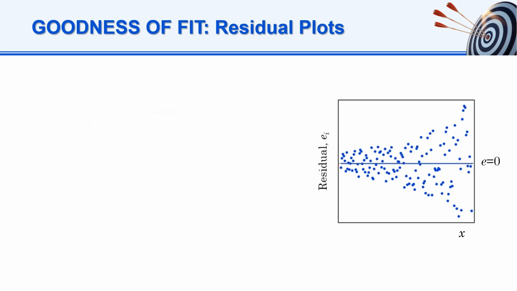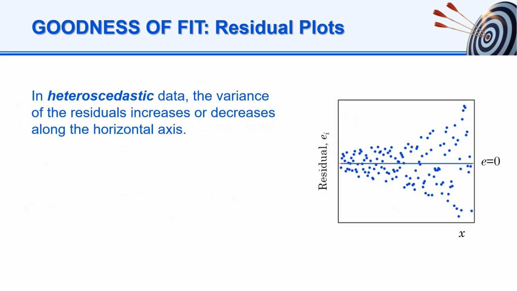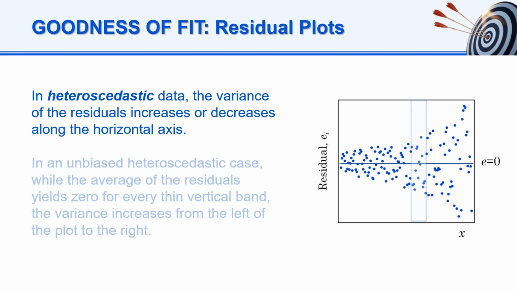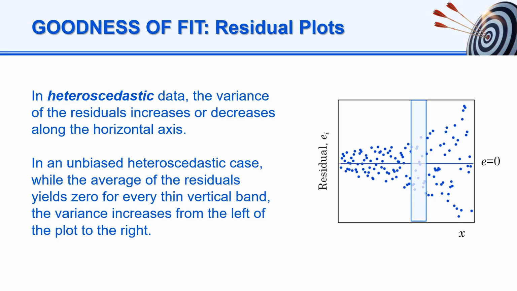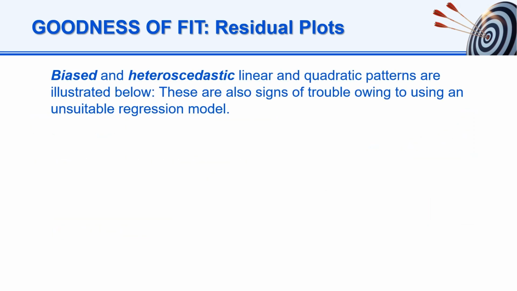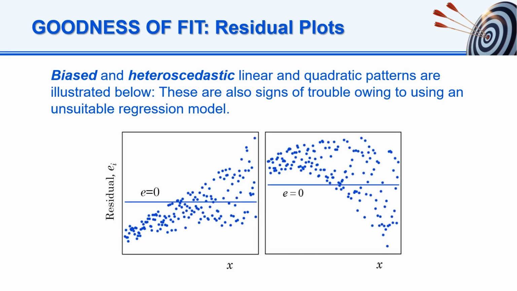In heteroscedastic data, the variance of the residuals increases or decreases along the horizontal axis. In an unbiased heteroscedastic case, while the average of the residuals yields 0 for every thin vertical band, the variance increases from the left of the plot to the right. In the figures, biased and heteroscedastic linear and quadratic patterns are illustrated. These patterns are also signs of trouble owing to using an unsuitable regression model.